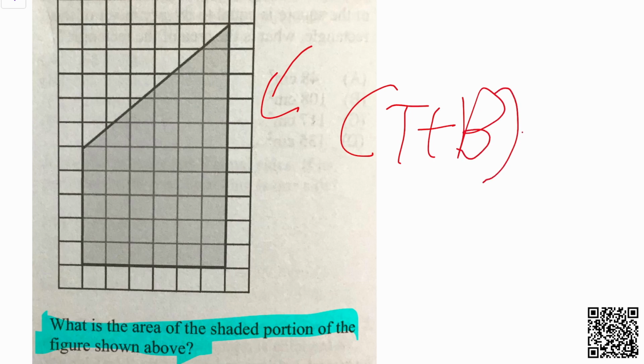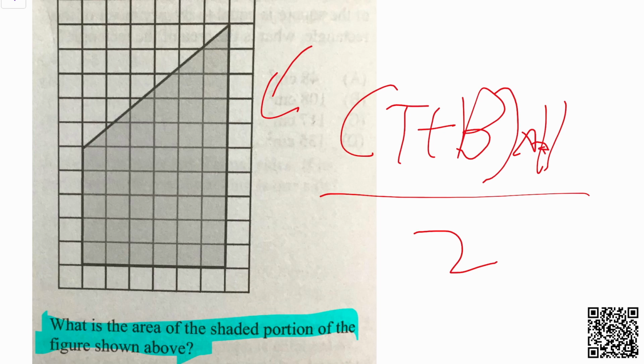If you look at the shaded shape here, you can see that it's just a trapezoid, but turned onto its side. So basically, we need to solve the area of this trapezoid. But how do we solve the area of a trapezoid? The formula for the area of a trapezoid is the top plus the bottom, multiplied by the height, divided by 2. So that is the formula for a trapezoid.